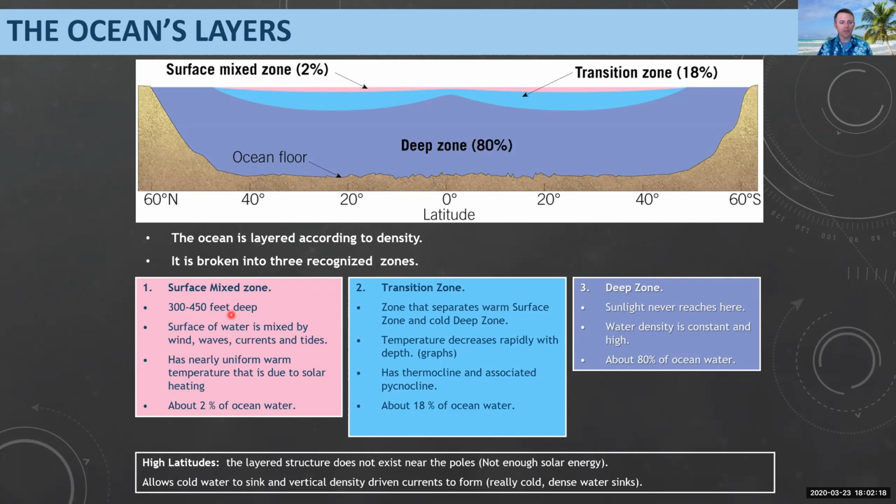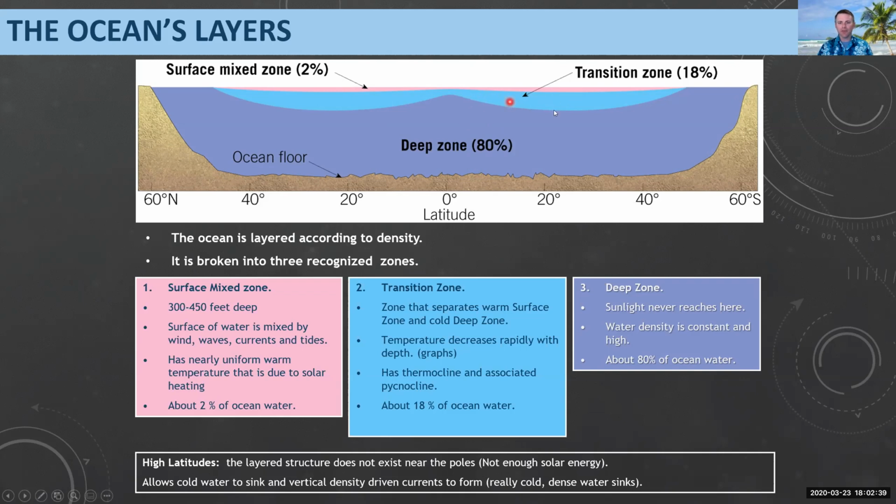The surface of the water up there gets mixed by winds and waves. So that's why we call it the mix zone. So wind and waves and tides, it's just all mixed together quite a bit. It's pretty uniform temperature all the way throughout, and the surface mixed zone makes up about 2% of the ocean. Then we have what we call the transition zone.